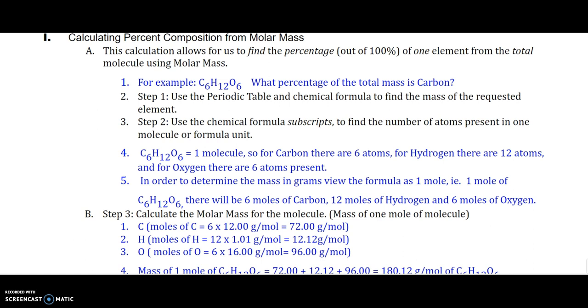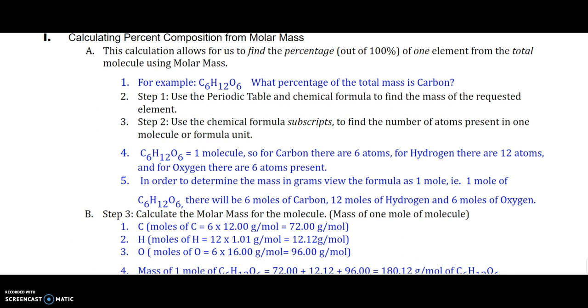Well, step 1, use the periodic table and the chemical formula to find the mass of the requested element. Use the chemical formula, using the subscripts, to find the number of atoms present in the molecule for the formula unit. So I know in this one molecule there are 6 carbons, 12 atoms of hydrogen, and 6 atoms of oxygen.